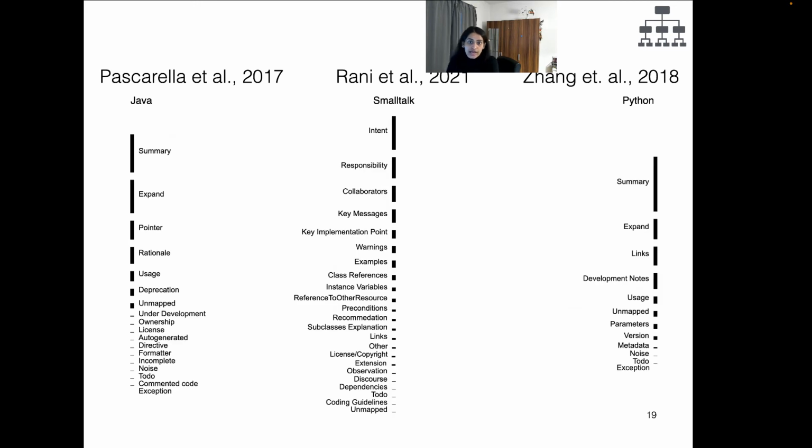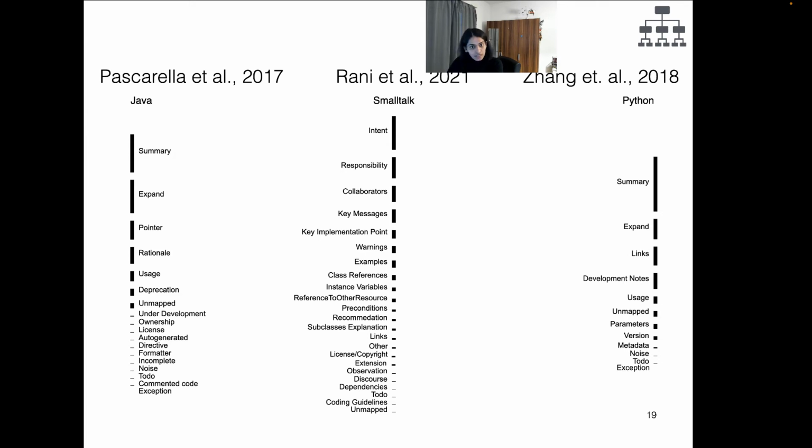So we took their taxonomy as a basis and then we classified our selected class comments into these categories. The height of the line segment shows how popular a particular information is. For example, in all languages we see that developers write summary very often.